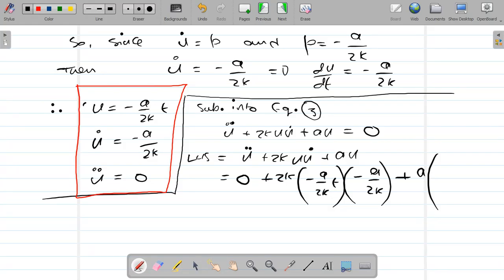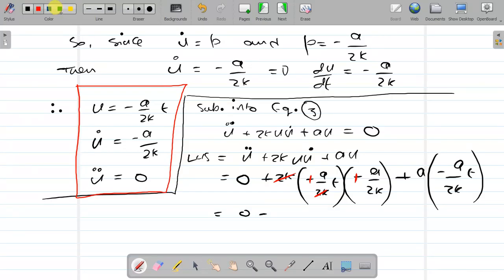Well, we know what a times u is, we know what u is, because it's minus a over 2k times t. Right, so you've got 0. Well, straight away you can see that the 2k cancels with the 2k there. The two minus signs cancel to give a plus.